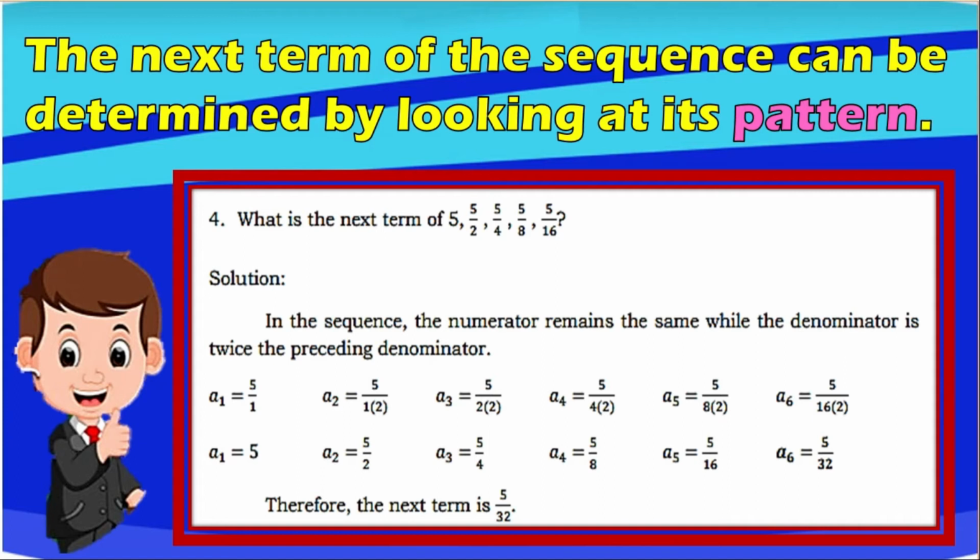A sub 2 is equal to 5 over 1, that is the first term. It says that the sequence or the pattern will just multiply the denominator by 2. So 1 times 2 equals 2. So a sub 2 is equal to 5 over 2.